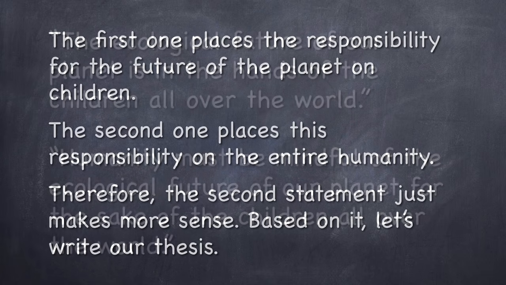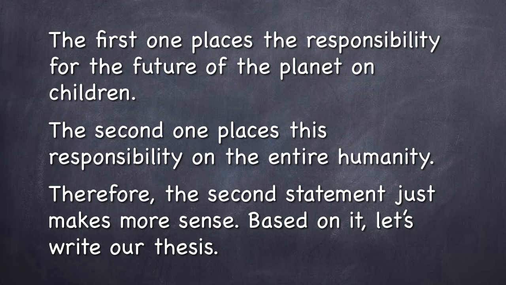Now let's see which one could work a little bit better. I think the first one places the responsibility for the future of the planet on children. The second one places this responsibility on the entire humanity. Which one makes more sense? To me, the second statement just makes more sense. Why? Because we're putting the responsibility on the entire humanity rather than on kids. So, because it's more logical, let's write out the thesis.